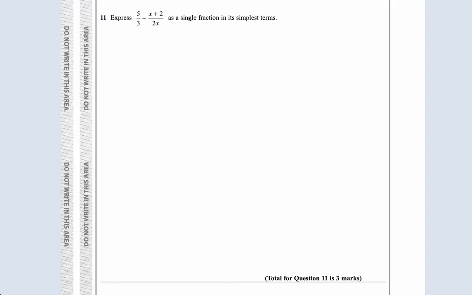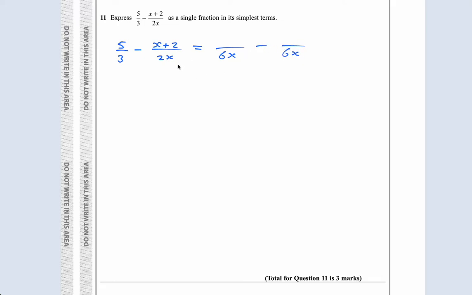So we have algebraic fractions. I need to write this as a single fraction. So what do I need? I need a common denominator. The common denominator is going to be 3 times 2x, which is 6x. So let's write this out properly, guys. It's 5 over 3 minus x plus 2 over 2x equals, my common denominator is 6x.